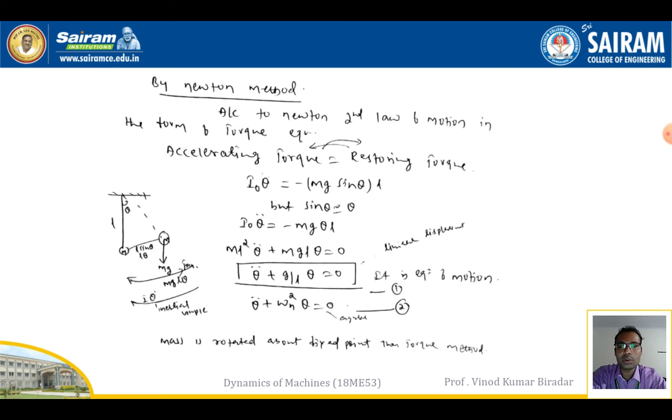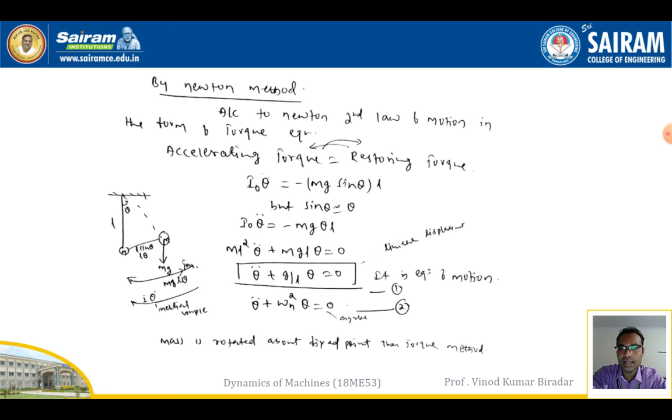Dividing by m l square, we get theta double dot plus g by L theta is equal to 0. This is the equation of motion, equation number 1. Again, theta double dot plus g by L theta is equal to 0, written as theta double dot plus omega n square theta is equal to 0. This is the angular frequency equation, equation number 2. The mass is rotated about the fixed point in the torque method.